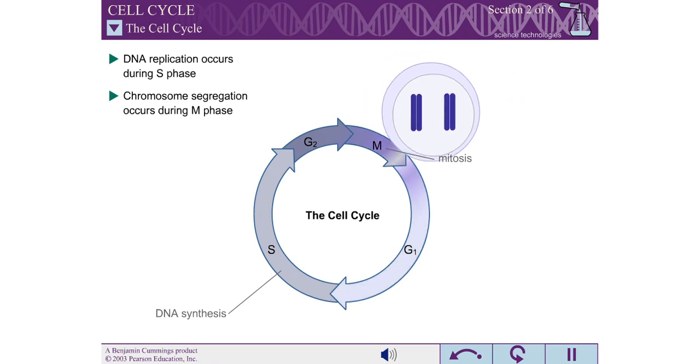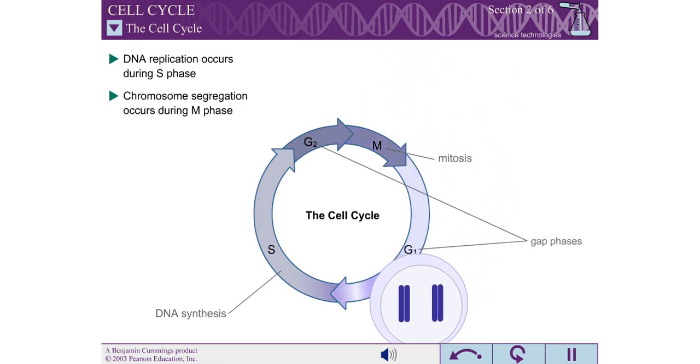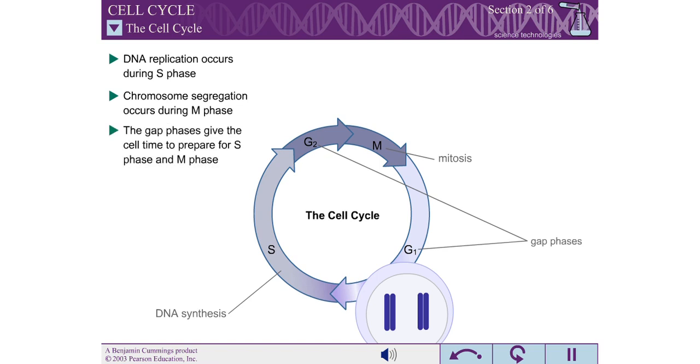The S phase and the M phase are separated by two gap phases, G1 and G2. The gap phases allow the cell to check that it has the necessary materials and energy to proceed to the next phase. Checkpoints within the gap phases ensure that the DNA is undamaged before the S phase, and that the DNA is fully replicated before the M phase. If these requirements are not met, the cell cycle can be stopped.